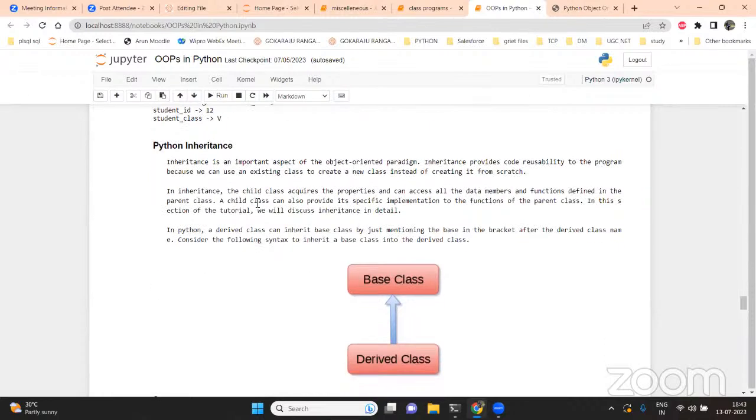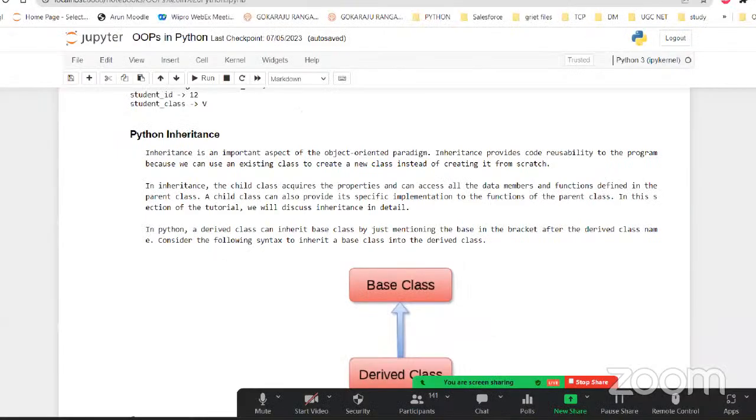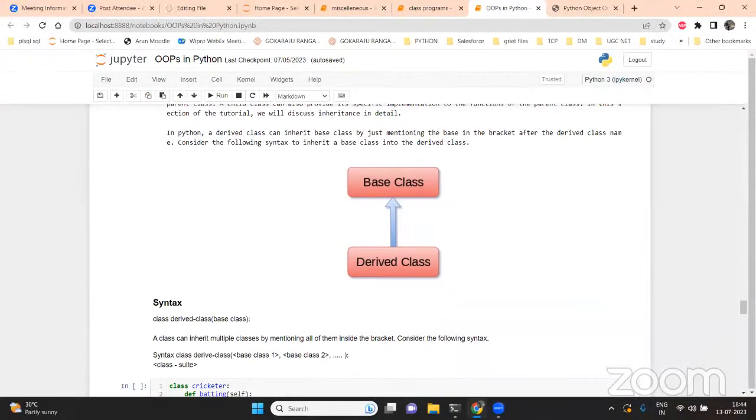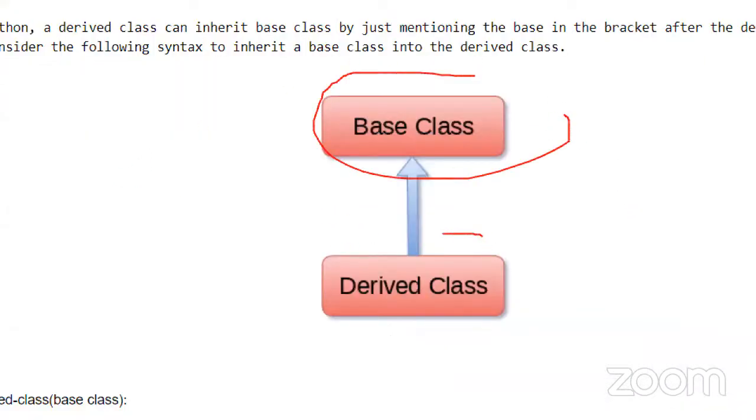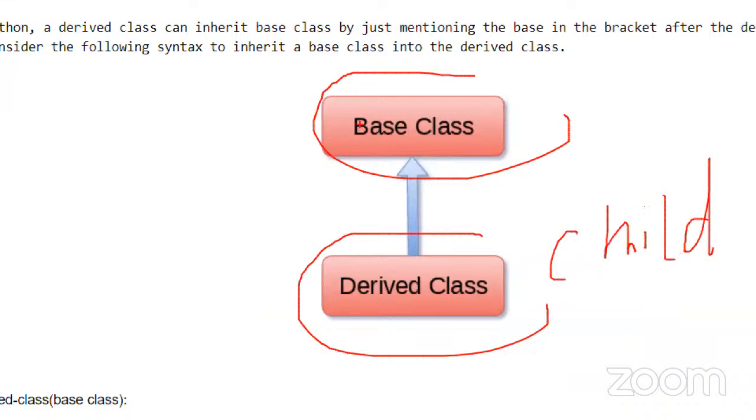So as I told in the last class, inheritance means accessing the properties and the data related to another class without implementing them in your own class, right? So the child class acquires the properties of, and can access all the data members and functions defined in, the parent class. A lot of terminologies they will use. Either you can call it a base class or a derived class. A derived class is nothing but a child class. A base class is nothing but a parent class.